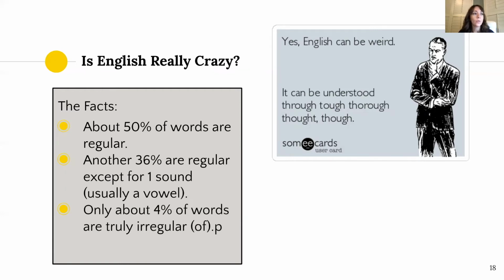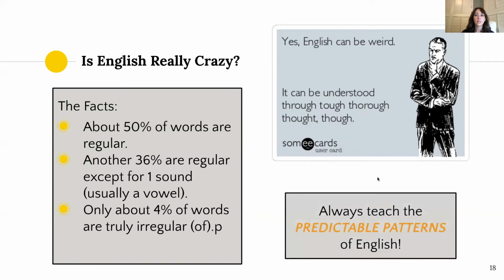And only about 4% of words are truly irregular, like the word of. And I don't know why that P is there. Typo. So the word of, the O doesn't say what it's supposed to say. The F doesn't say what it's supposed to say. It's just a truly irregular word. There's only about 4% of words like that. So what we need to remember is to always teach those predictable patterns of English, because they're there. We don't want to tell our kids, well, there's just no way we can ever sound this out. We have no idea, because English is not that crazy.